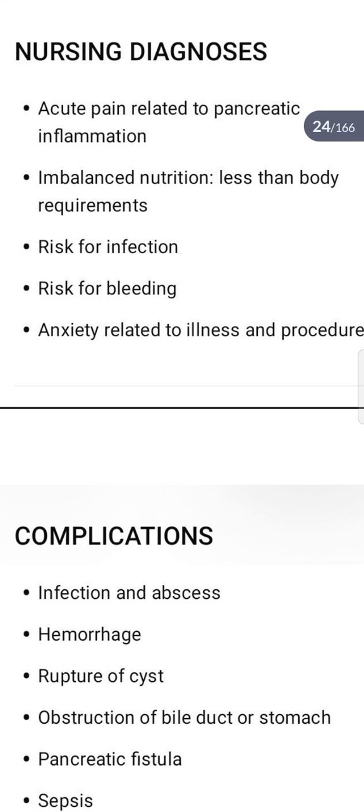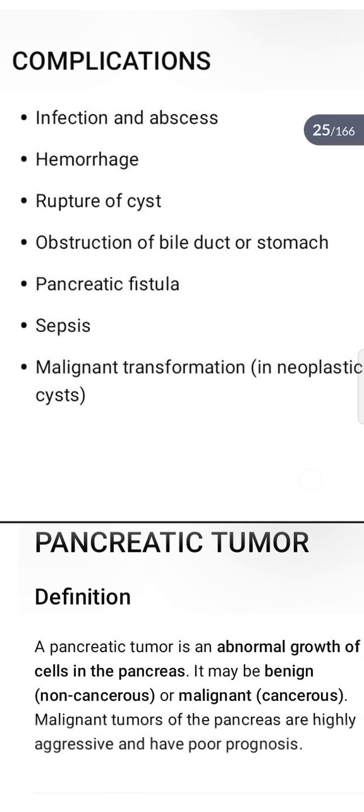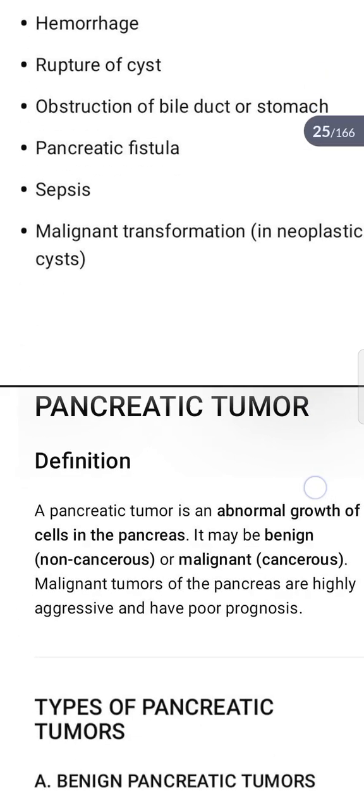So if we go through pancreatitis, all the conditions related to it will be the same. In complications, we will see it is the same, with only some things changed: infection and abscesses, hemorrhage, rupture of cyst, obstruction of bile duct, or pancreatic fistula can be there, and sepsis can be there.